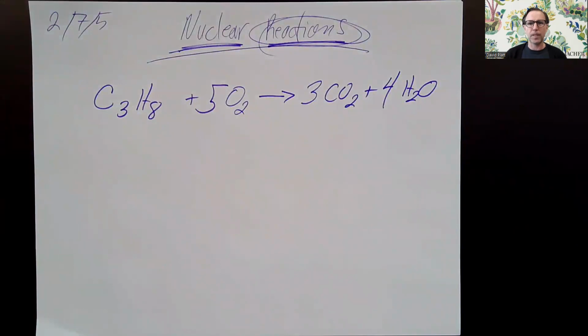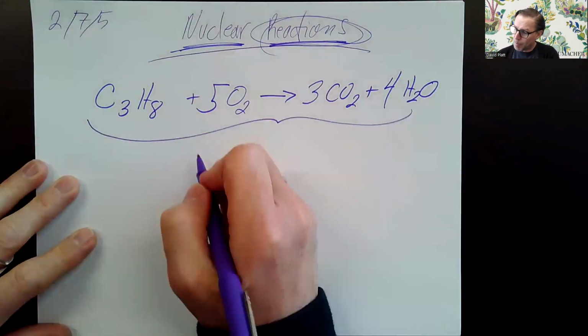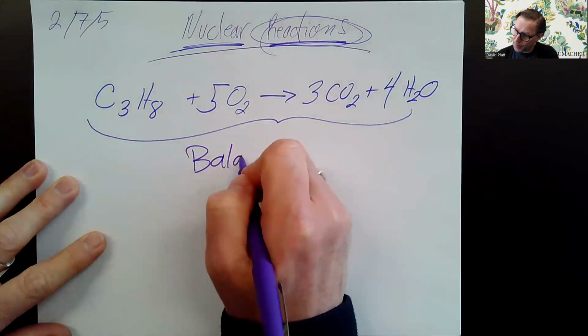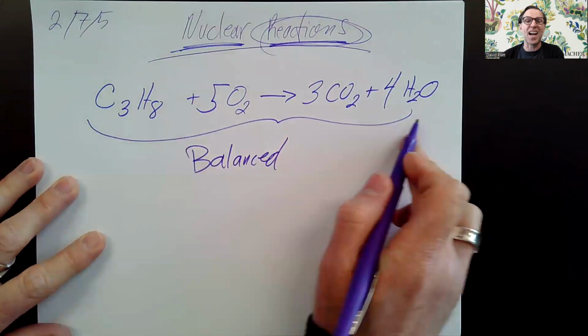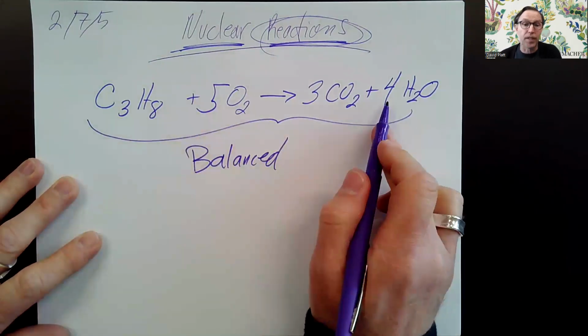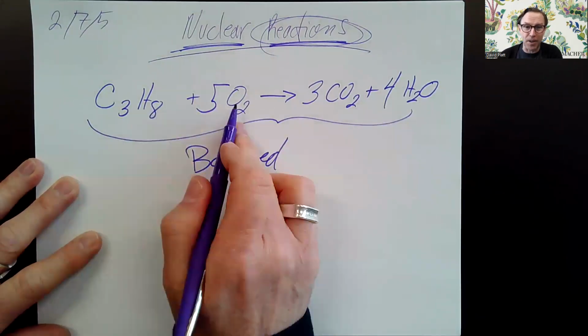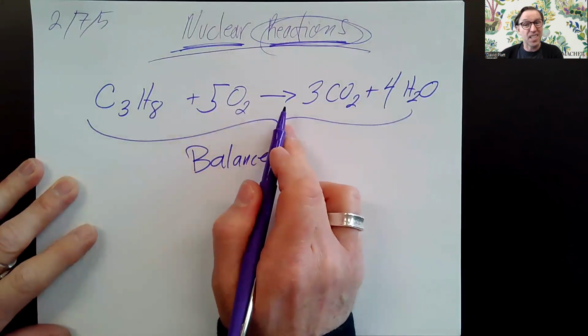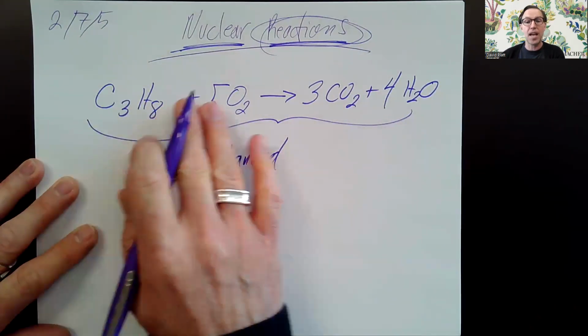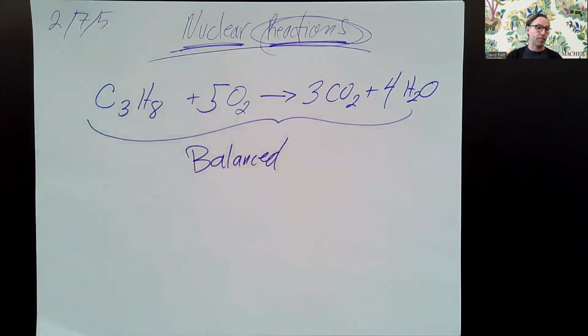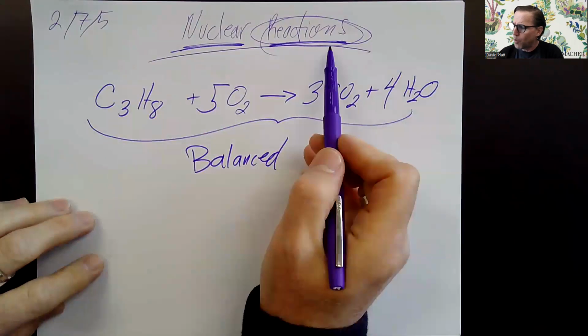Now, I hope that all felt familiar to you, because when you take physics, it's usually because you've taken chemistry beforehand. So what we did is we balanced our reaction. We balanced our equation with all the atoms that are there on the left equal all the atoms that are there on the right. Before atoms, after atoms, all the same. So that's what we mean when we say reactions.